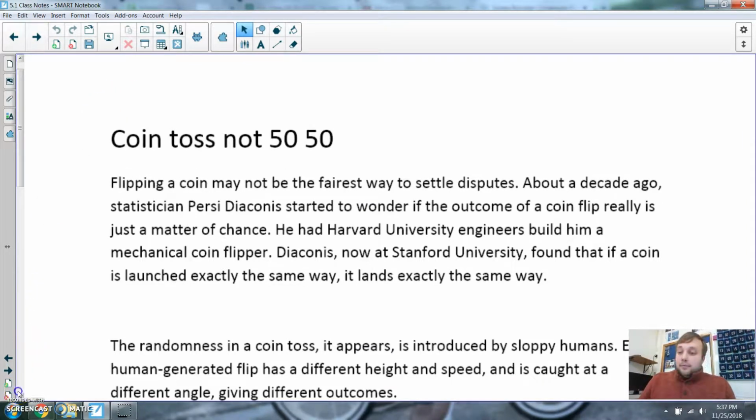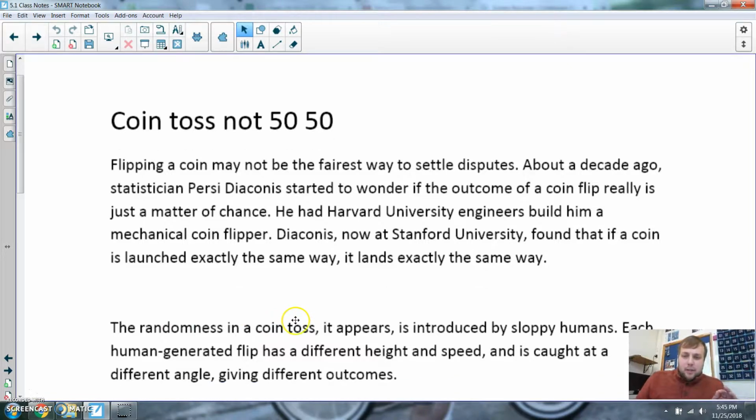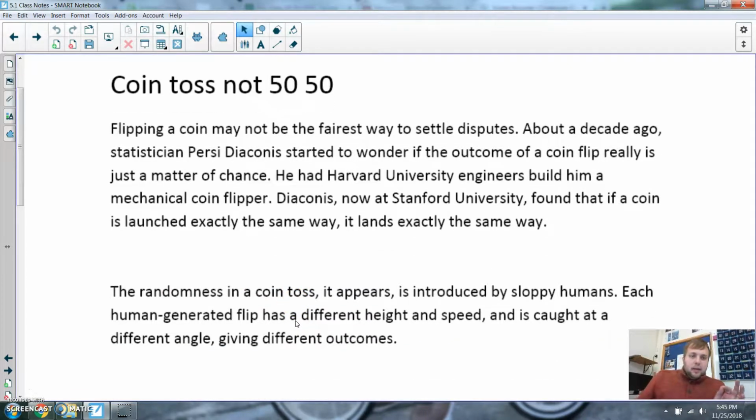Oh, hold on. I'm back. All right, a coin is not really 50-50. Now, as you read this, feel free to pause it and read this, it is not the coin that actually gives us randomness. It is actually the human that gives us randomness. And if you actually flip a coin with the same power and hit it at the same place, it will flip the same every single time.